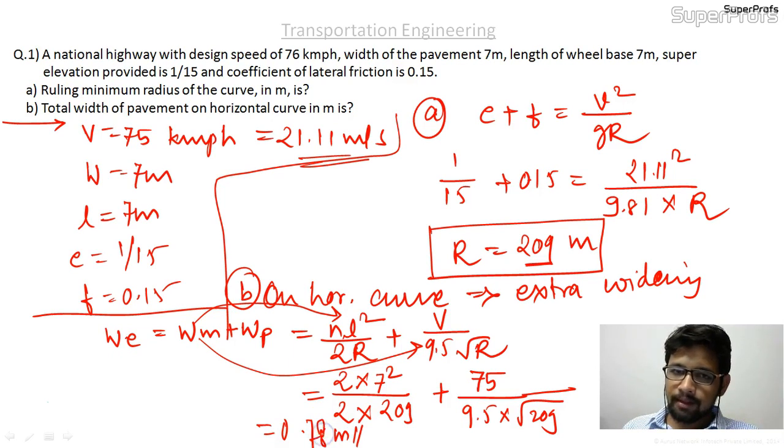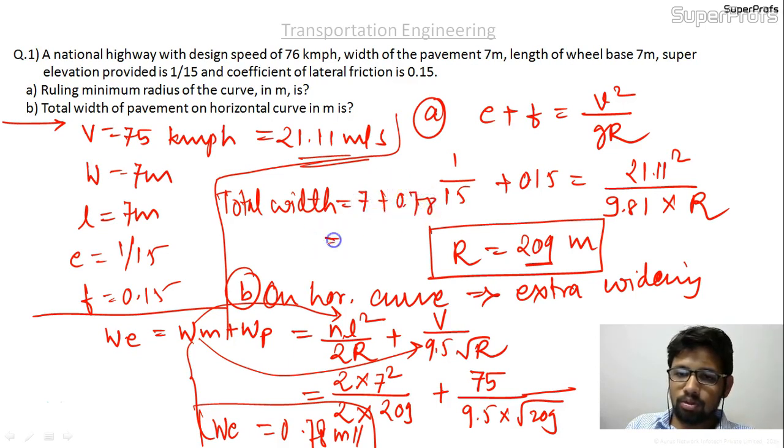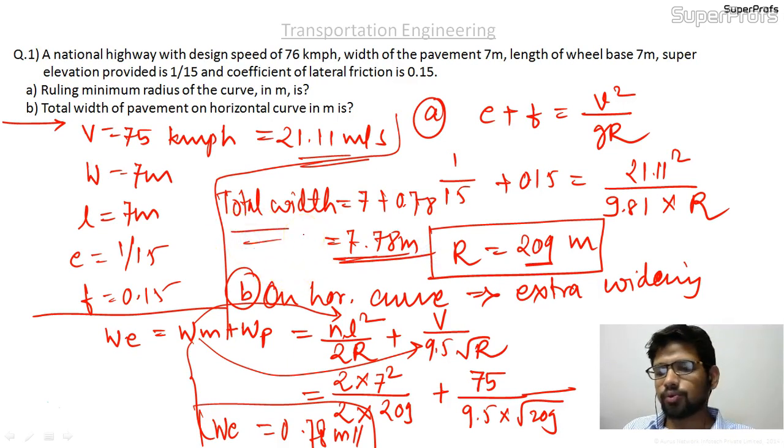The question asked is the total width of pavement on the horizontal curve in meters. The 0.78 is simply the extra widening. But the total width of pavement is 7 plus 0.78, equal to 7.78 meters. I hope it is clear to you. It is a very straightforward question, and at times such questions are asked in GATE or whichever examination.